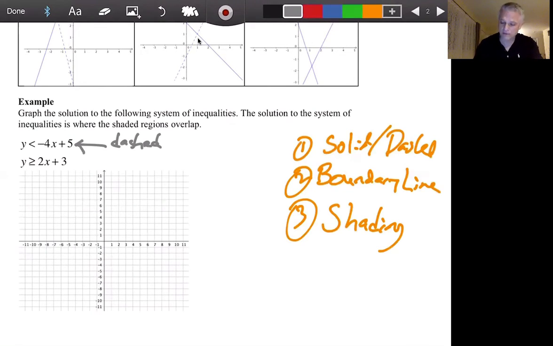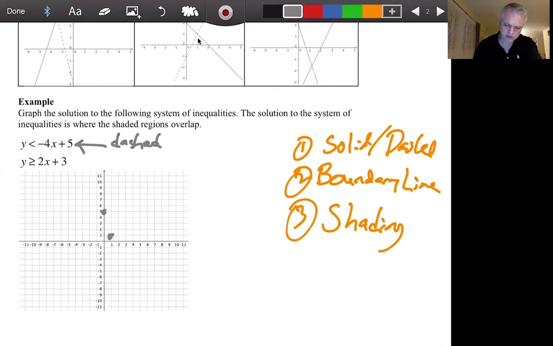Now let's graph the boundary line. So treat it like it's y equals negative 4x plus 5. The plus 5 is your y-intercept, your b. So go up 5 on the y-axis and put your y-intercept right there. Rise over run, so 1, 2, 3. Down 4 and right 1 is a good point.